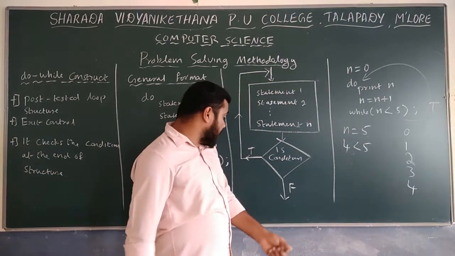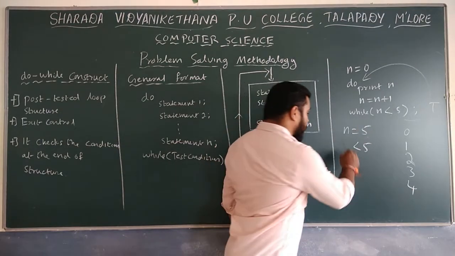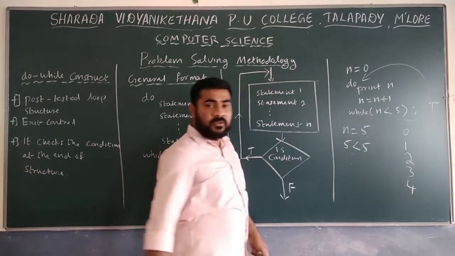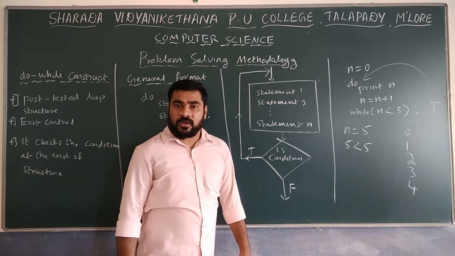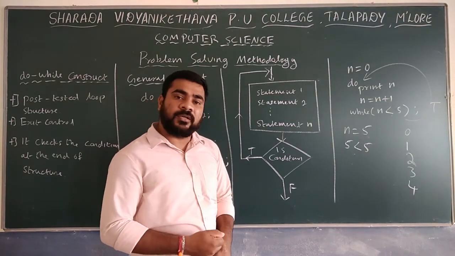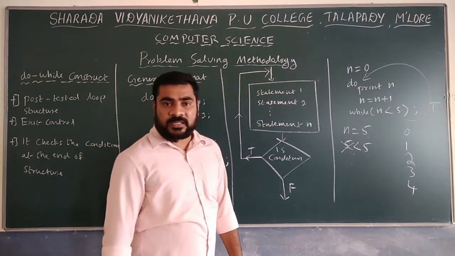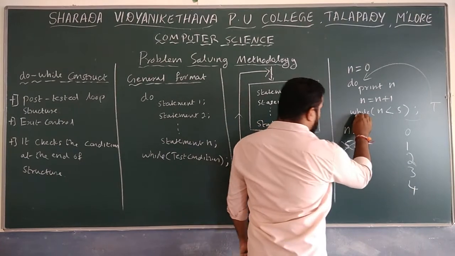Whenever the value of n is 5, after that we check the condition: is 5 less than 5? n less than 5, 5 is not less than 5, because 5 is equal to 5. So this condition has failed. Whenever the condition fails, control moves out.